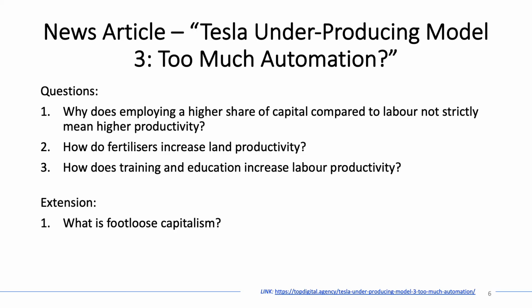Here's a news article relating to this topic. Tesla underproducing Model 3, too much automation? This is a really interesting article that really has to do with this idea of production and productivity and how capital-intensive and labor-intensive production processes relate to them.